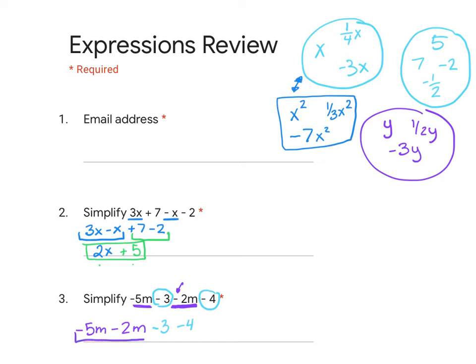So a -5m minus 2m. Since my signs are the same, I'm going to add them. So I have 5 plus 2, which is 7. So I have 7m. But they are negative, so it's going to be -7m. And then I have -3 minus 4. So again, my signs are the same, so I'm going to add them together. So -3 plus -4 is -7. So I'm going to have -7m minus 7. And that's my final answer.